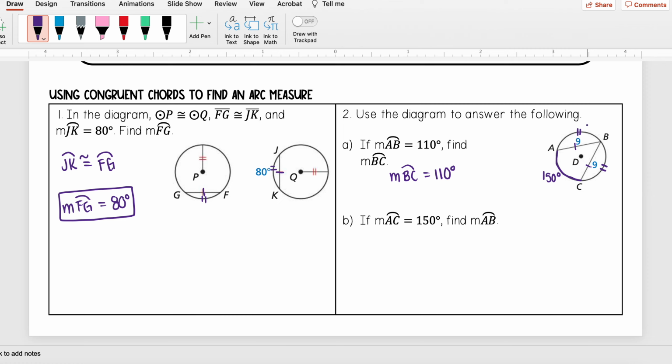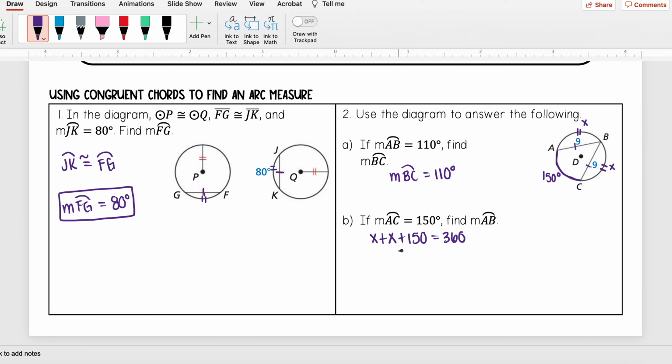So since I'm trying to find AB, let's mark that as X. I know that BC would also be X. So I have 3 different parts here: X, X, and 150. Now I have to remember what is the degree measure of the whole circle. Well, we'll remember that all of these arc measures add up to 360. So I can create an equation from there. X plus X plus 150 is equal to 360.